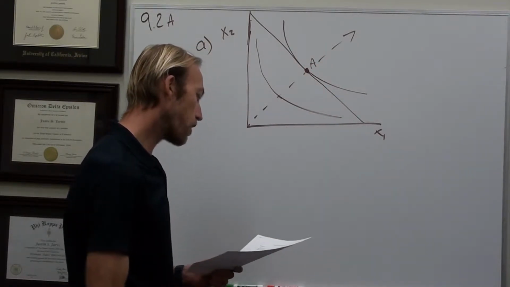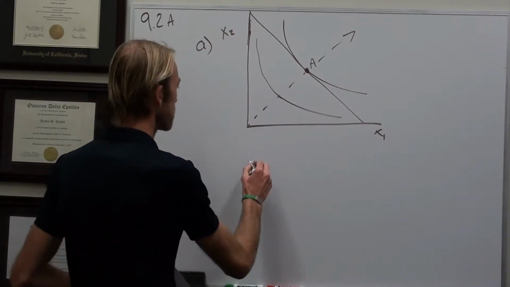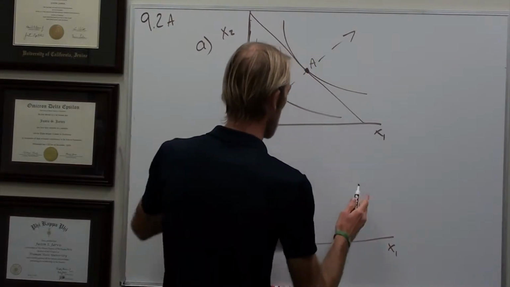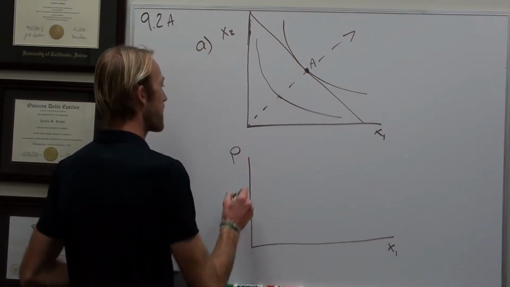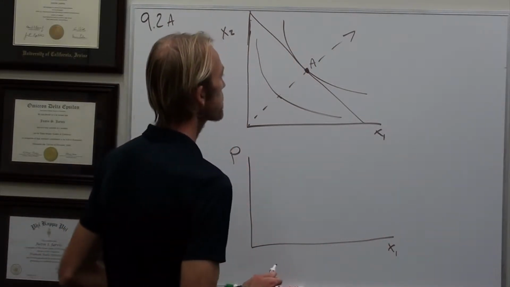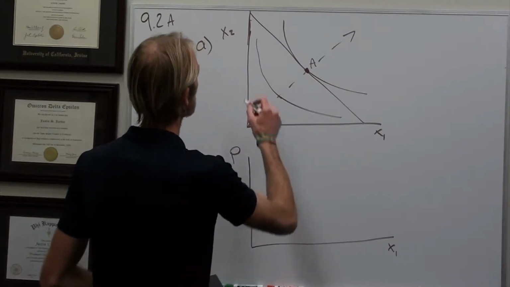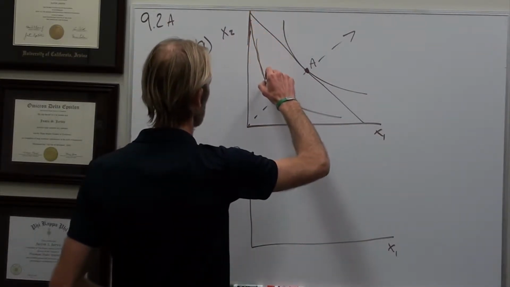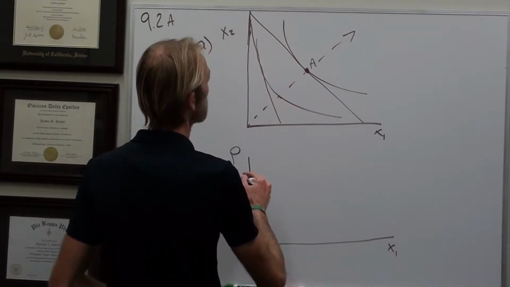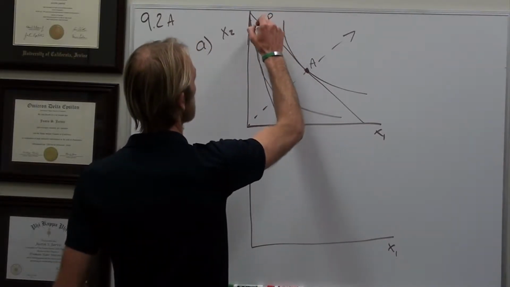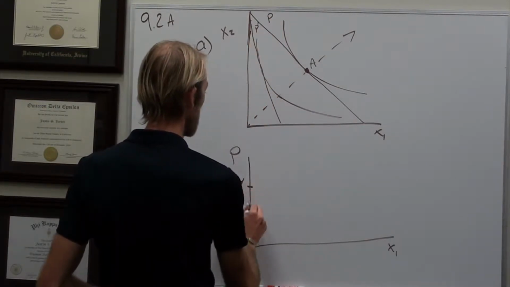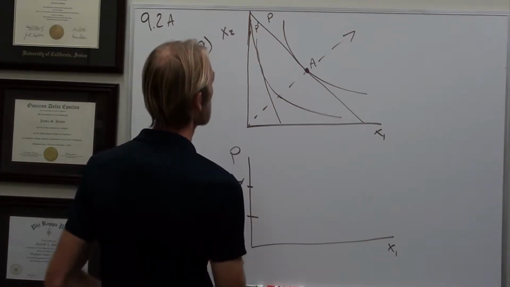Now we want to ask what the own price demand relationship is if it's positive. So let's draw the own price demand curve right underneath. Remember, it has the same axis, so these line up, and that's the own price. So let's go ahead and do a price increase of x1, which will give us something that looks like this for the budget constraint. This is P, this is P prime, where P prime is higher than P.